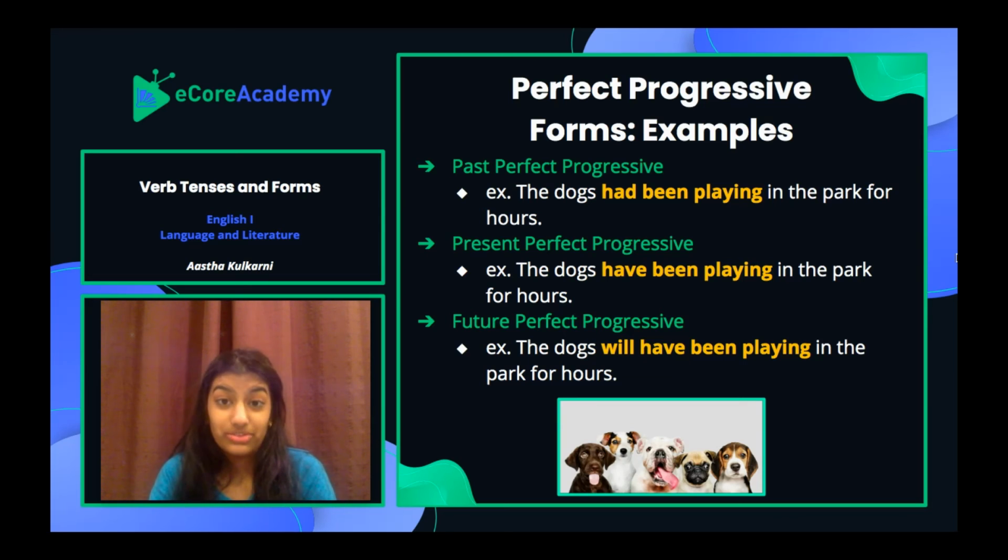And then we have future perfect progressive, which is the dogs will have been playing in the park for hours. So this is in the future. It didn't happen yet. In the future, the dogs will have been playing in the park for hours. Maybe right now they've only played in the park for 2 minutes, but in the future, they will have been playing in the park for hours. So that's how it works.